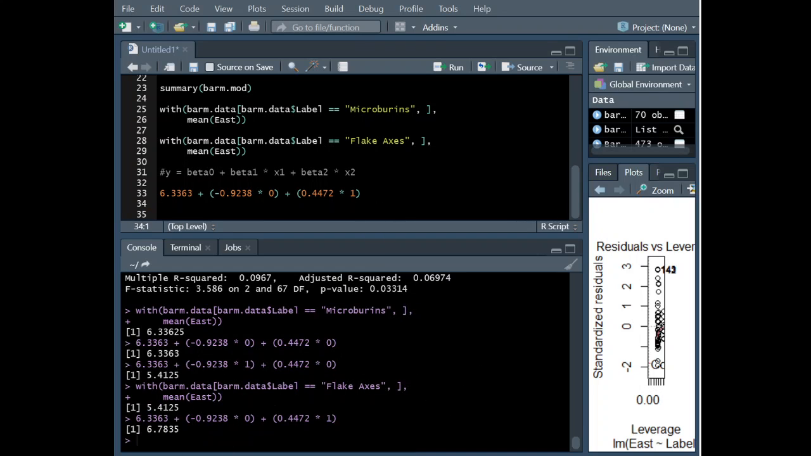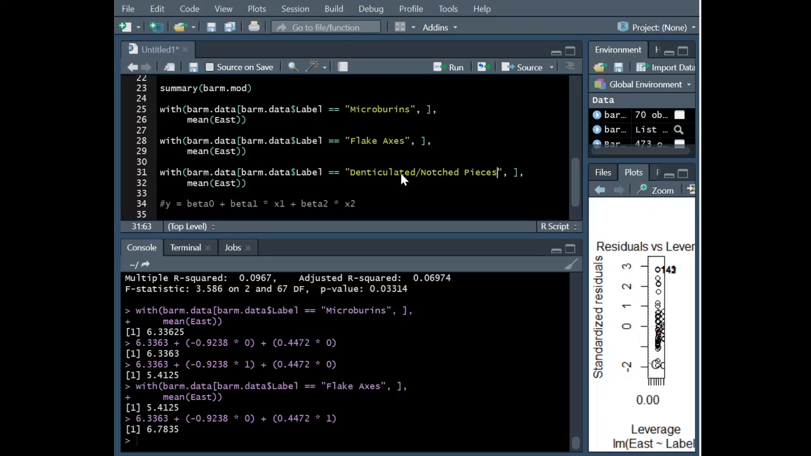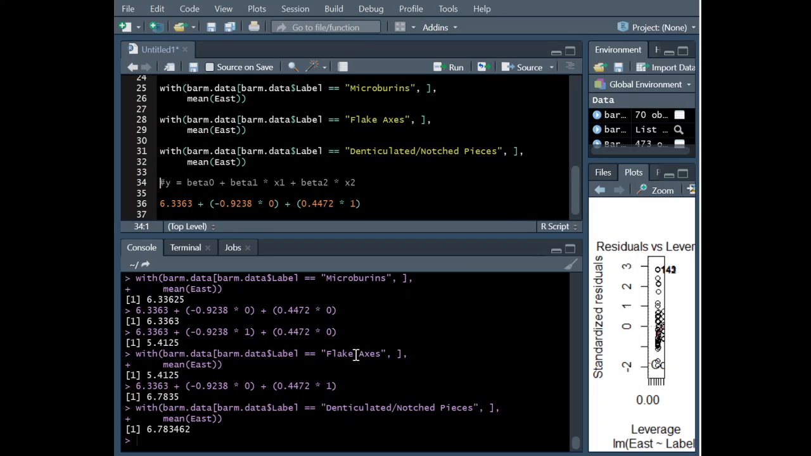We do that, and we get a value of 6.7835. And again, if we were to copy down this code to calculate that, and instead of flake axes, put denticulated / notched pieces, run that, same answer, 6.7835. So this equation here, all we're doing now is instead of having just 2 beta values like we did in the previous tutorial, we've now added a third beta value, beta 2, beta naught, beta 1, and beta 2, representing our 3 different artifact types.